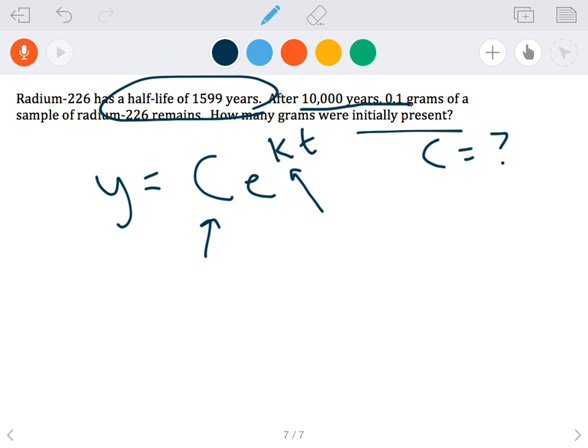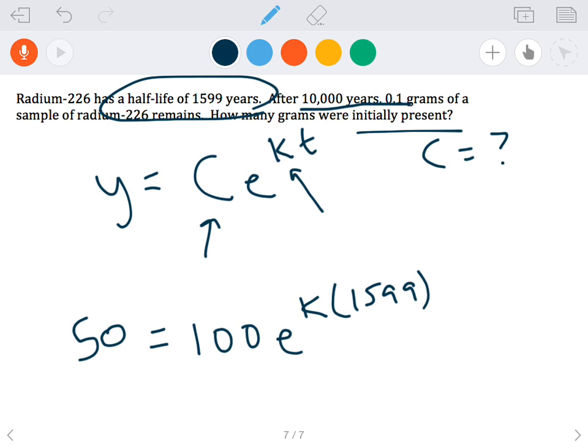So I could start with any amount that I wanted to. Let's say I started with 100 grams. After 1,599 years, I will have half of that remaining. I could pick any values I wanted to here, as long as this one is half of my original amount. Now I can go about solving for k.